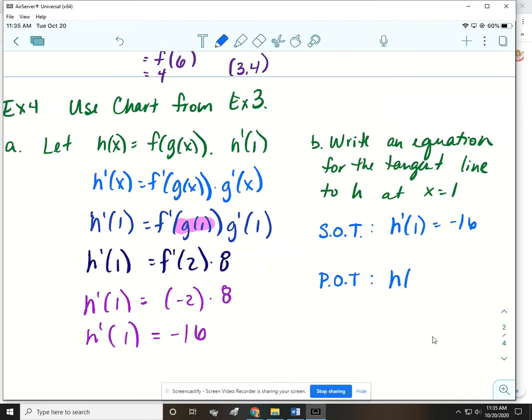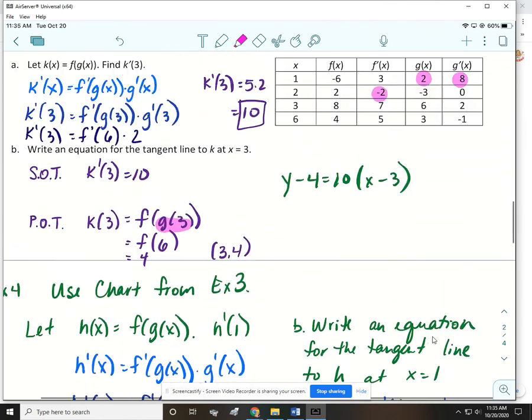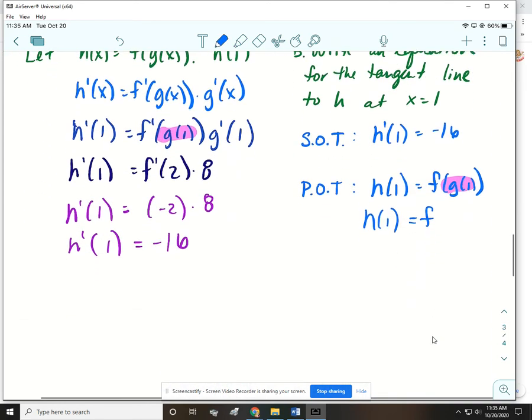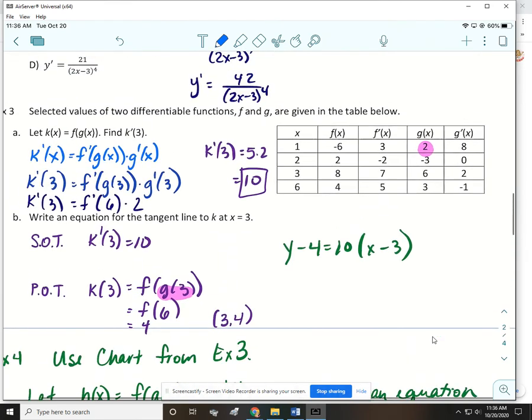To find the point of tangency, we want to find h of 1, which is f of g of 1. All right, and we would start with g of 1. And we get g of 1 from our table. G of 1 is 2. So we'll put 2 in the place of it, and then we want to find f of 2. F of 2 is 2.